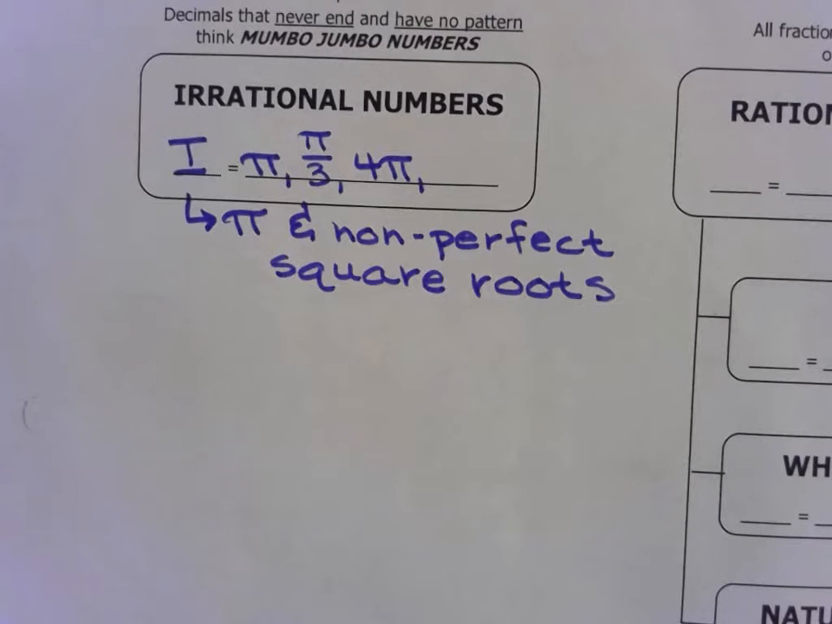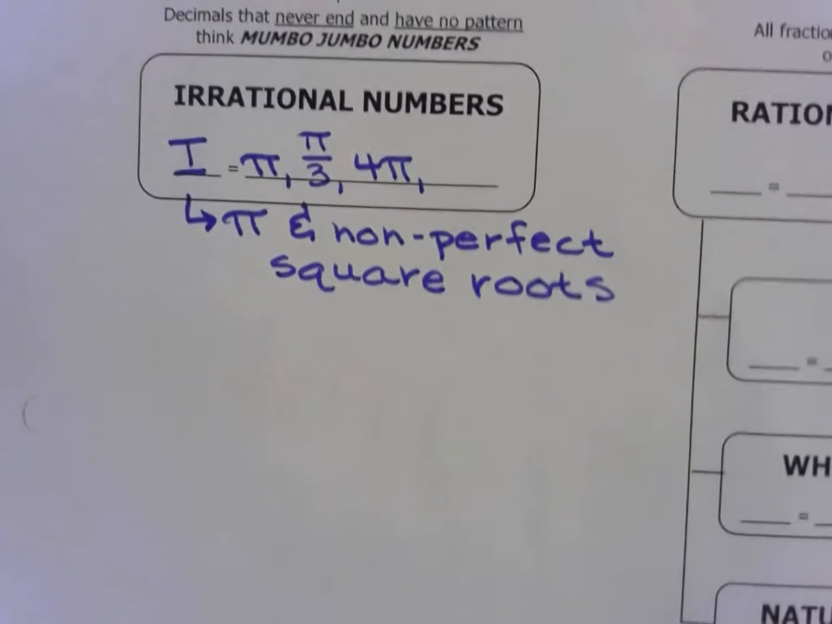Math has lingo, and I'm going to do my best to decipher that lingo for you. So anything with pi and non-perfect square roots. What would be a perfect square root? What number is a perfect square? Perfect squares are numbers that you can take the square root of and it comes out as a whole number. What number would be a perfect square? 4, 9, 16, 25, 36. You don't have to have them memorized.